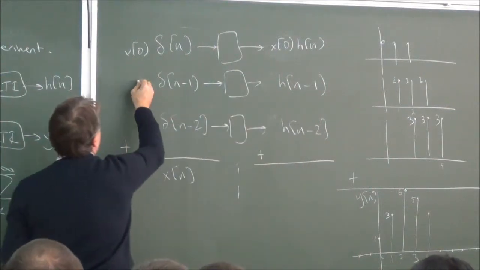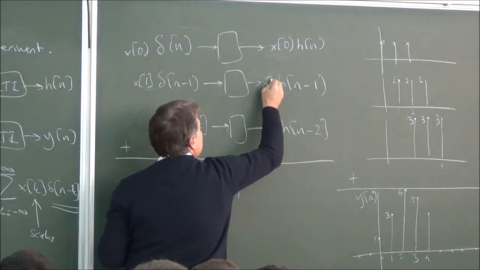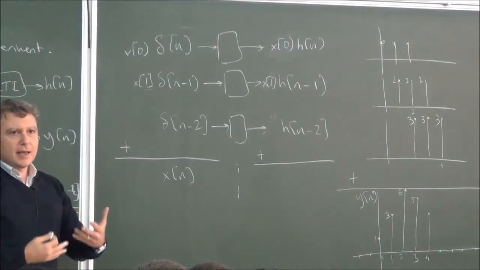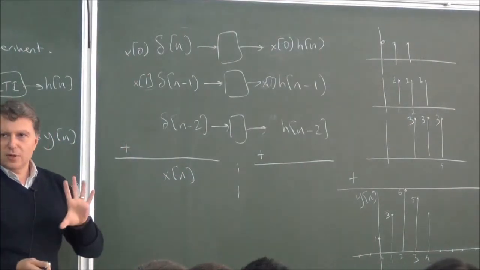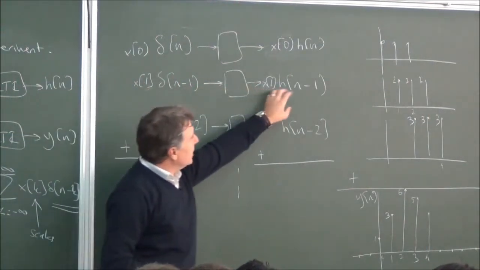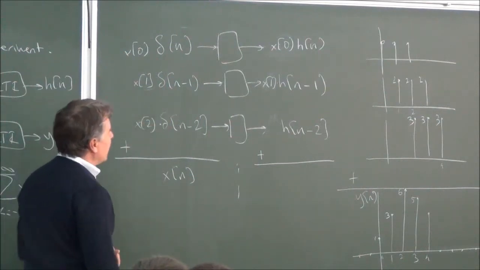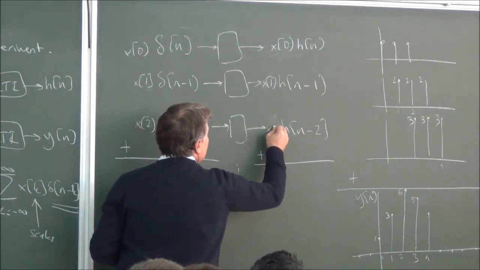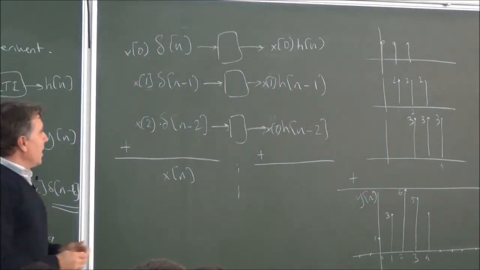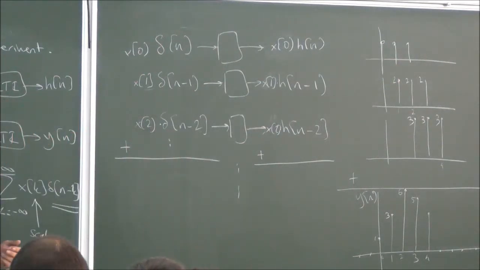And here we have x1 delta n minus 1, and the output is the same x1 times h of n minus 1, because x1 is a scale which amplifies or attenuates delta n minus 1. This is a scale. The same scale is scaling h of n minus 1. x of 2 times delta n minus 2 will produce x of 2 times h of n minus 2. And we are just adding these up.